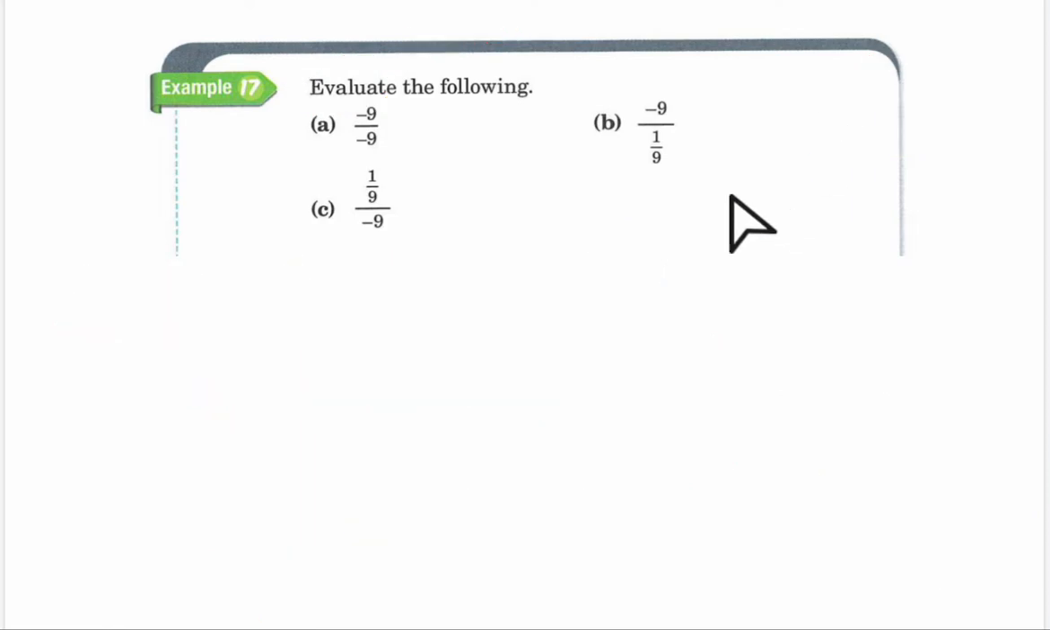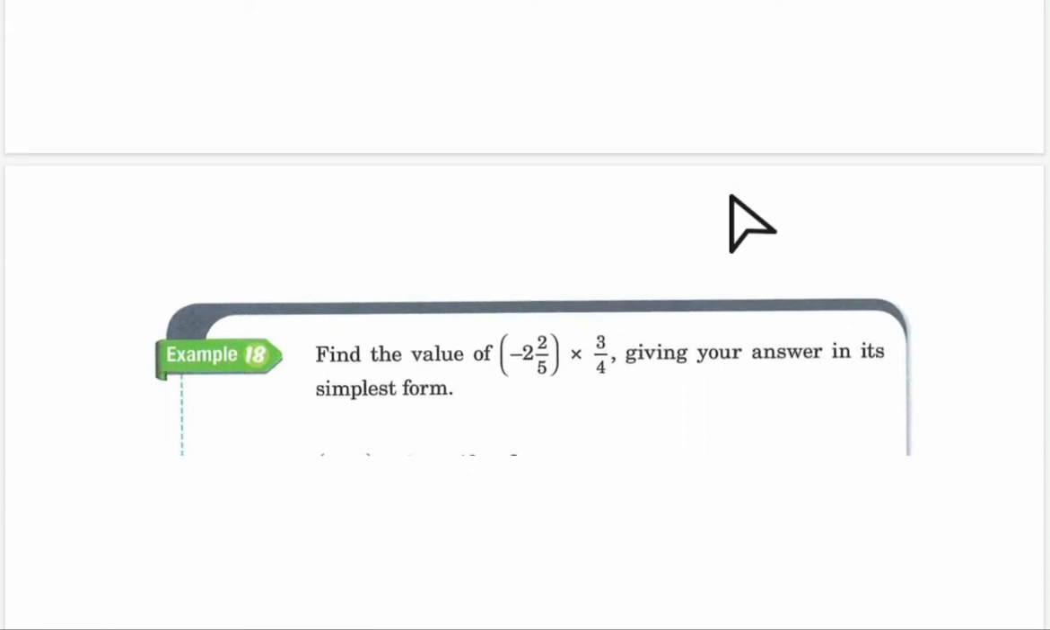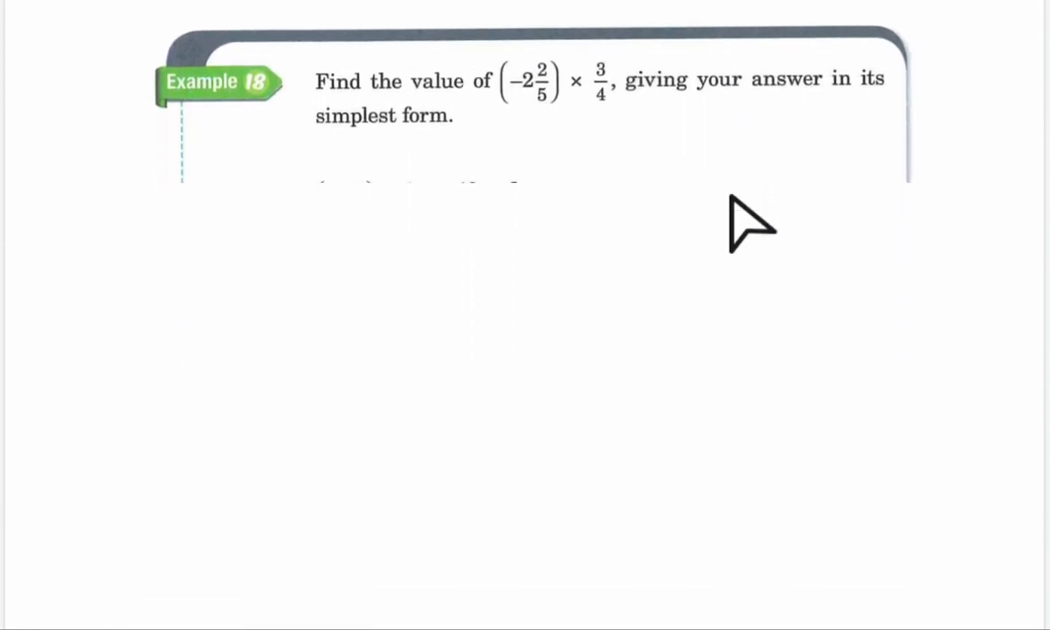All right, one more example. This one is multiplication. Find the value of -2 2/5 times 3/4, giving your answer in its simplest form. Go ahead and pause the video and try it on your own first.